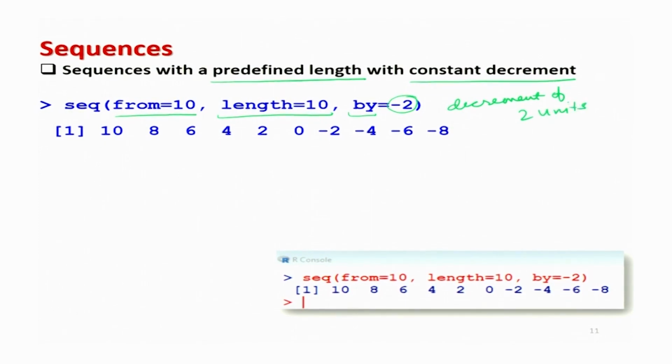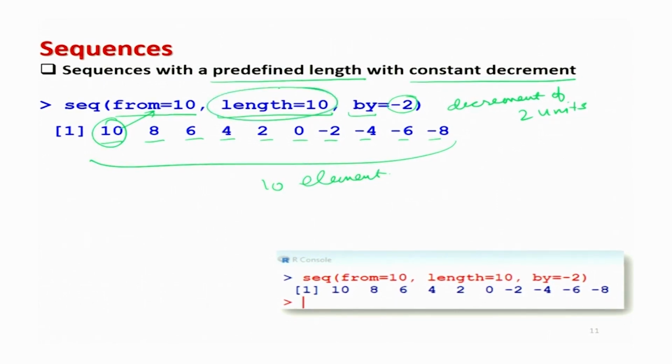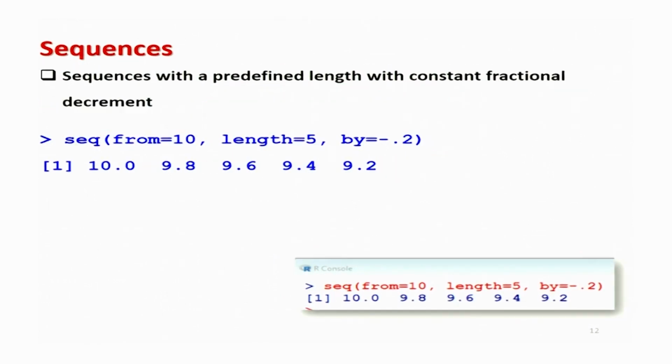So, this is going to give you a sequence like 10, 8, 6, 4, 2, 0, minus 2, minus 4, minus 6, minus 8, and you can see these are the 10 elements. This 10 is corresponding to this from, and this number of elements is corresponding to the command length is equal to 10, and the difference between the two consecutive terms is 2 units and they are decreasing. So, this is by is equal to minus 2. Now you can see it is not a very difficult thing.